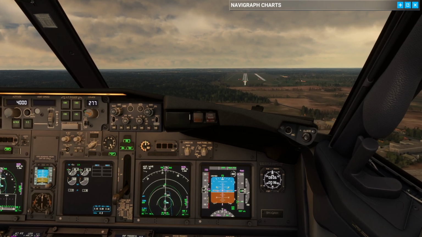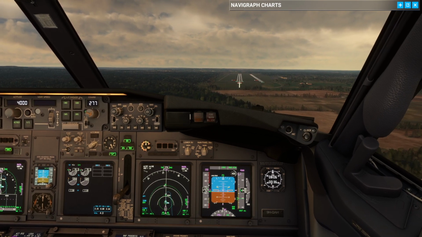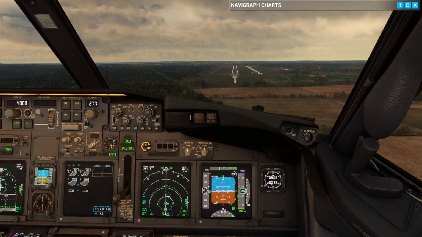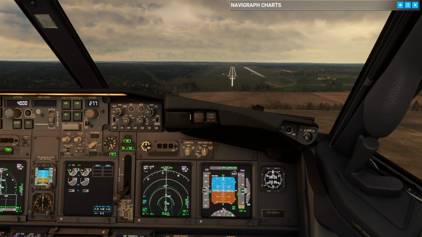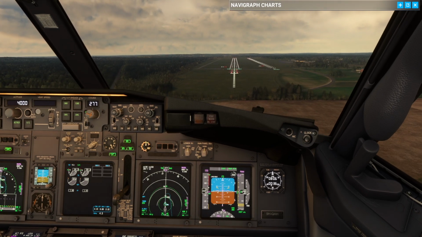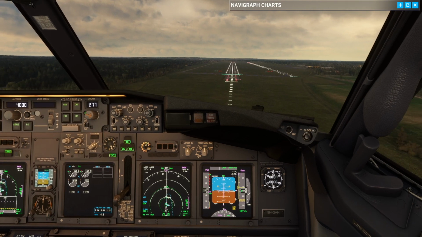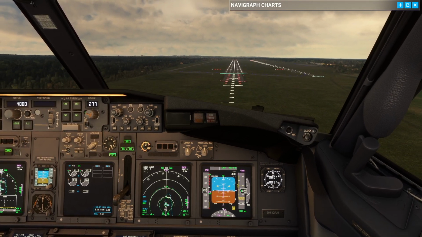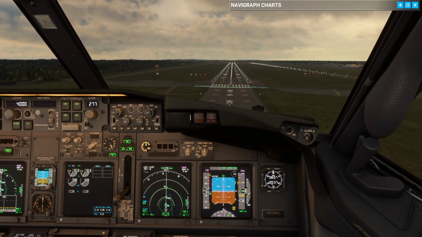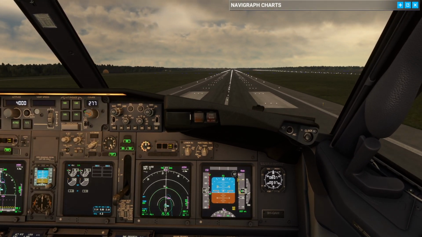I feel like I'm a little bit low, so I'm going to correct just a little bit. And we want to check the speed as well. Plus 100. Checked. Minimums. Continuing. Correcting. 50, 40, 30, 20, 10.